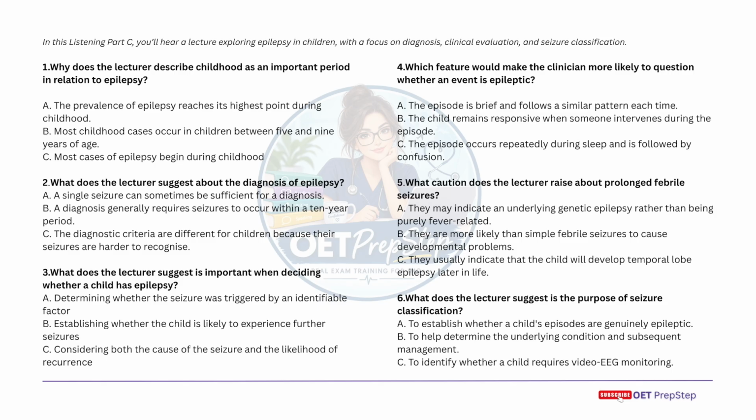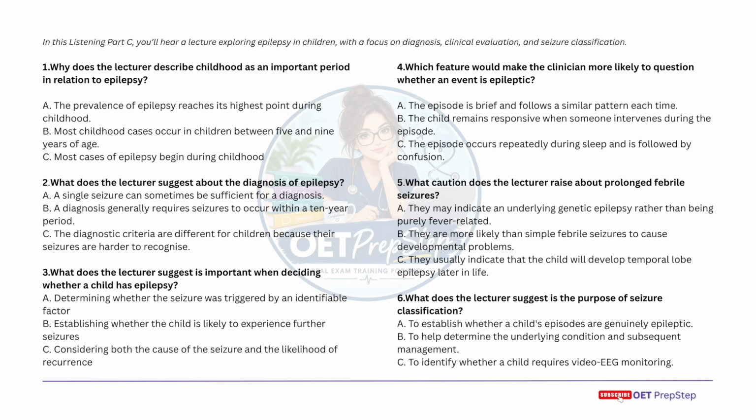When we focus specifically on children, estimates of incidence vary quite considerably, ranging from about 41 to 187 cases per 100,000 children. Another important point is that the incidence tends to be higher in low and middle-income countries, particularly in rural areas. And finally, it's worth remembering that childhood is a particularly important period in the development of epilepsy. In fact, more than half of all epilepsy cases begin during childhood.